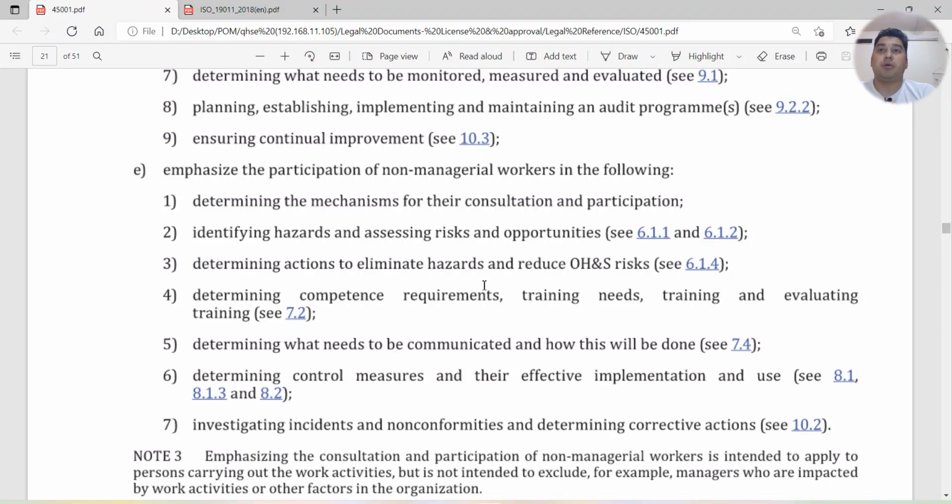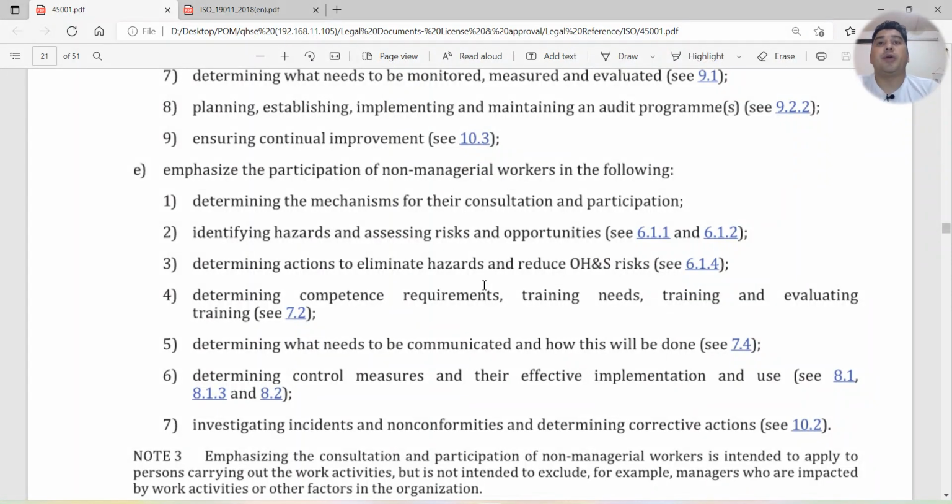What is the process you have? What are the different ways you are going to try? What are the different ways you are going to use to make sure that workers are participating in the consultation process? And if you need any views from the workers, they're going to give you views. Okay. Then identifying hazards and assessing risk and opportunities.